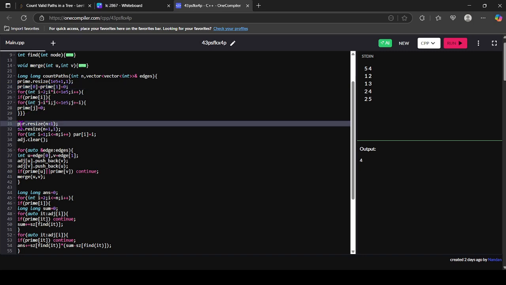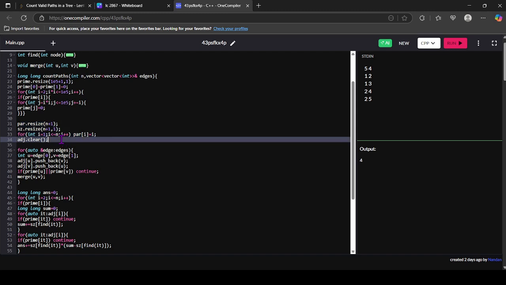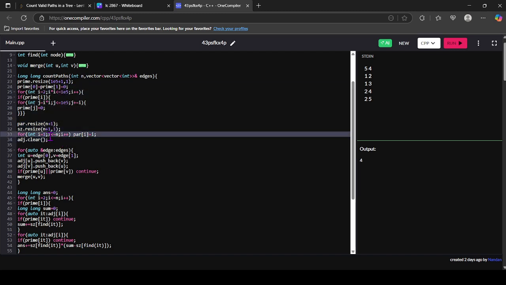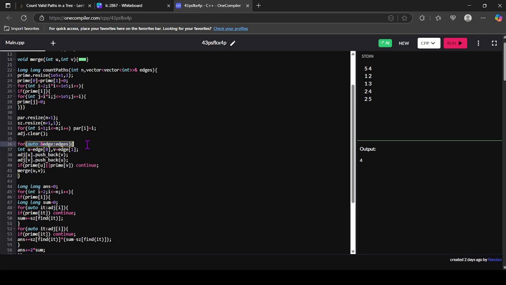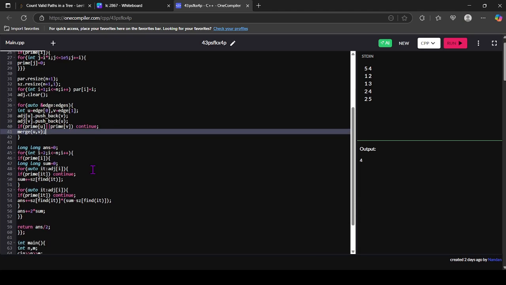And let's come to DSU. Let's resize parent and size and clear the adjacency list. This is because for every test case the whole adjacency list will be cleared, and we are traversing through the edges, and we are merging the nodes only when both are non-prime. So if at least one is prime, then just continue. We are not merging those.